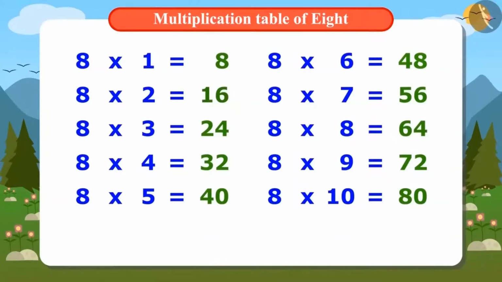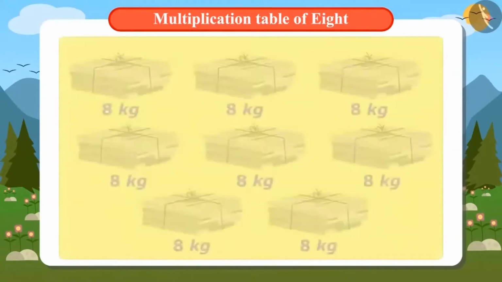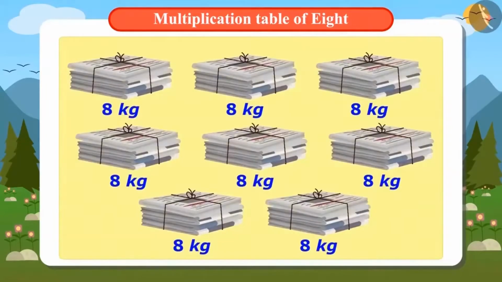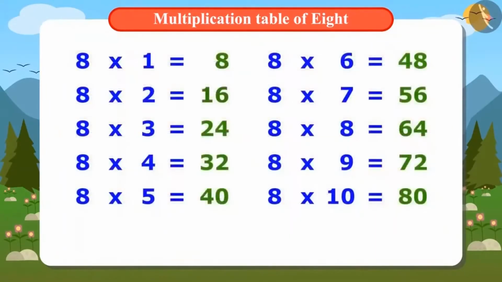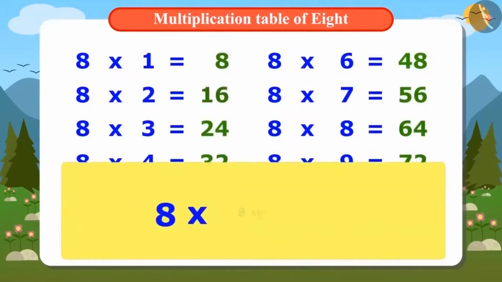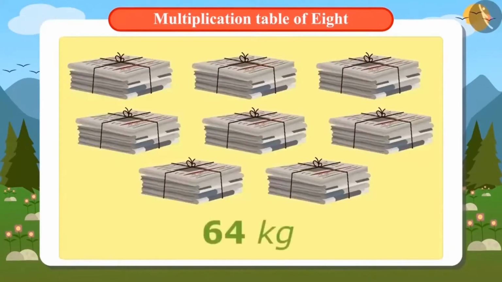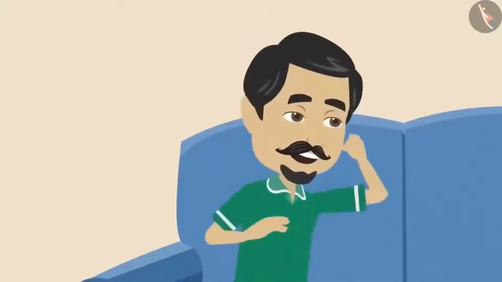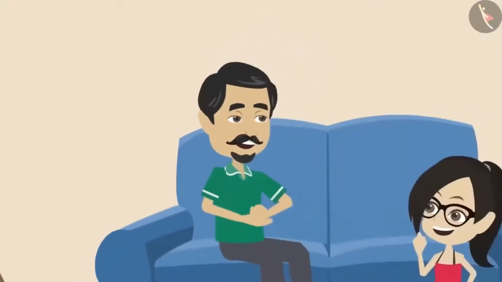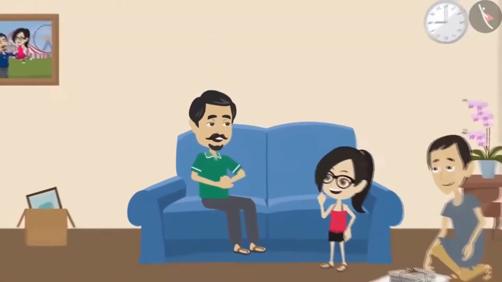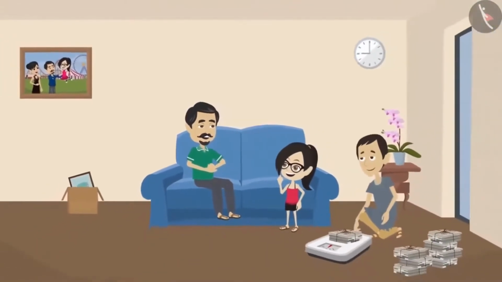Now, with the help of this table, Vandana can calculate the weight of 8 bundles of newspapers, where each bundle weighs 8 kilograms. The answer will be 8 multiplied by 8, that is 64 kilograms. This means that these 8 bundles weighed 64 kilos. Vandana's father is happy because Vandana was able to do the calculation accurately without using pen and paper.